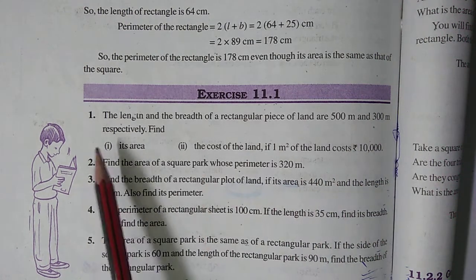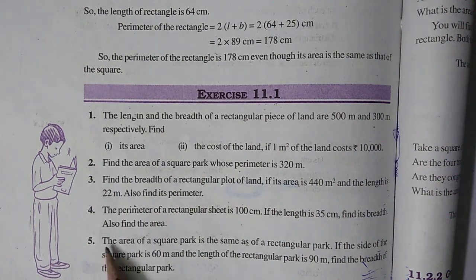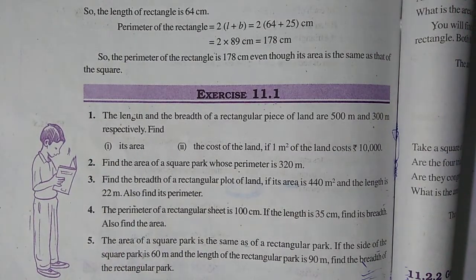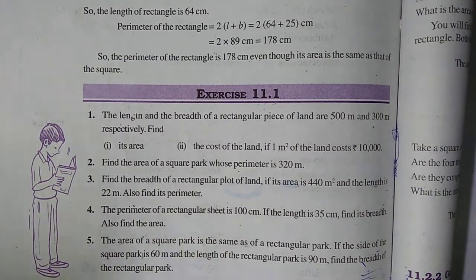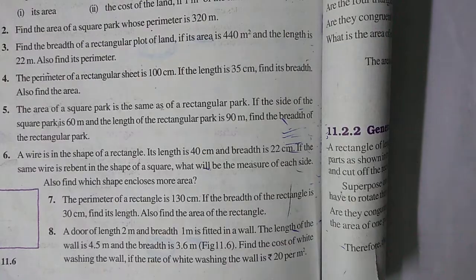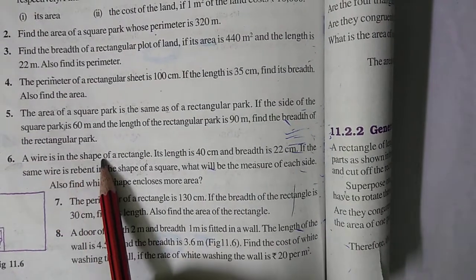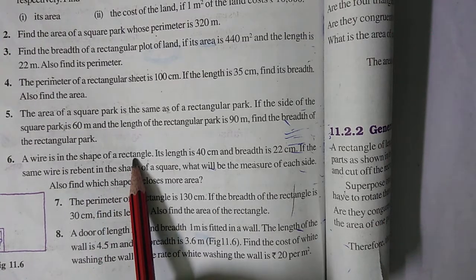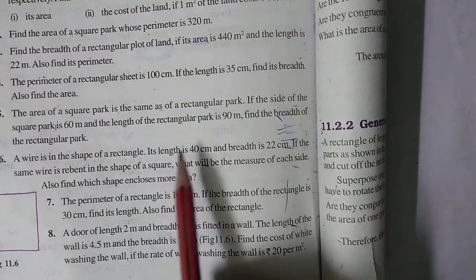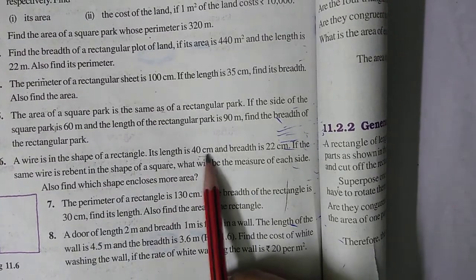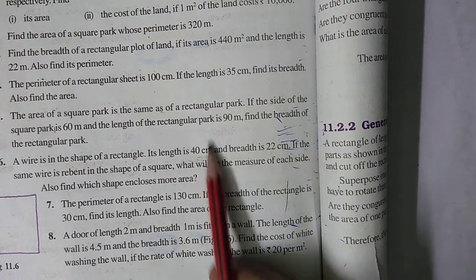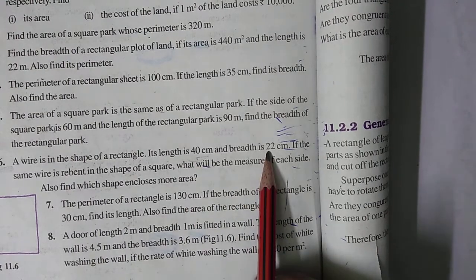So students, I hope you will be able to do questions 1 to 5, and here I am explaining question number 6. Question number 6 is: a wire is in the shape of a rectangle. Its length is 40 centimeter and its breadth is 22 centimeter. We have been given the length and breadth of the rectangle.